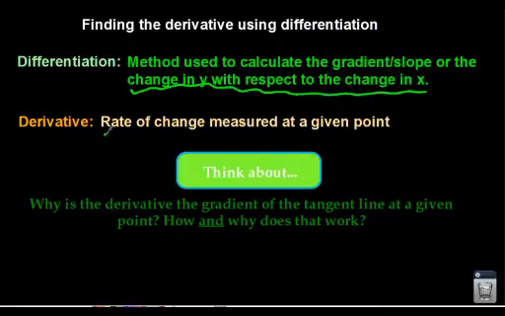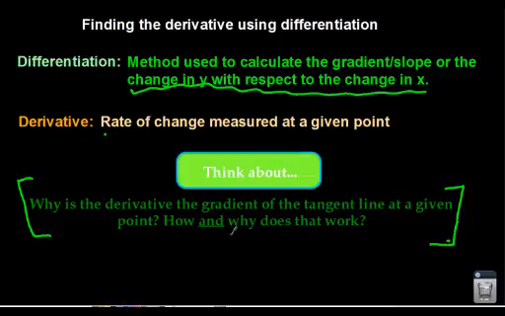The derivative proper is the rate of change measured at a given point. So when I say the derivative, I'm really saying the slope at some point. Okay, so I want you to think about this, and we're going to actually explore this in class together using Geometer's Sketchpad on Monday. But why is the derivative the gradient of the tangent line at a given point, and how and why does that work?